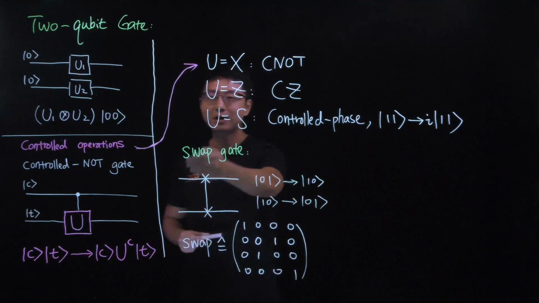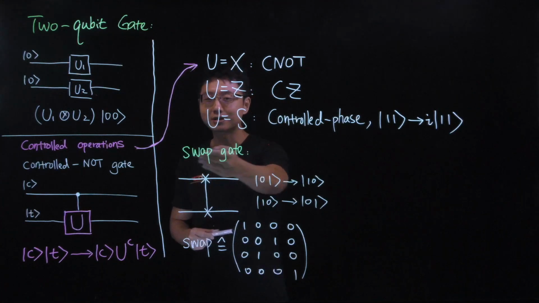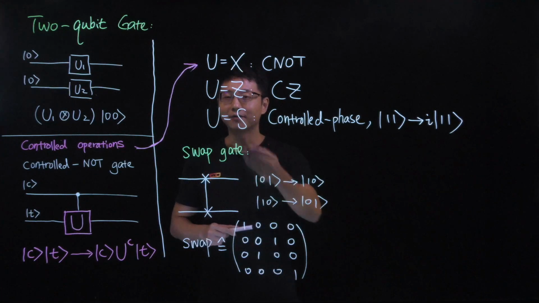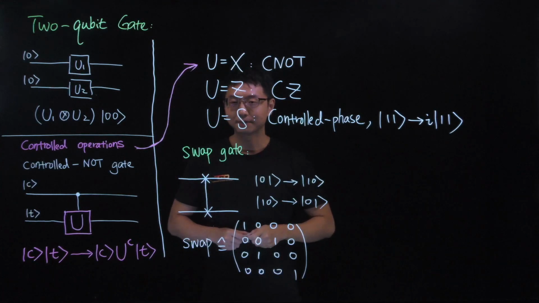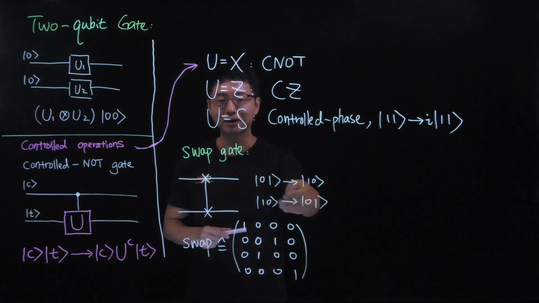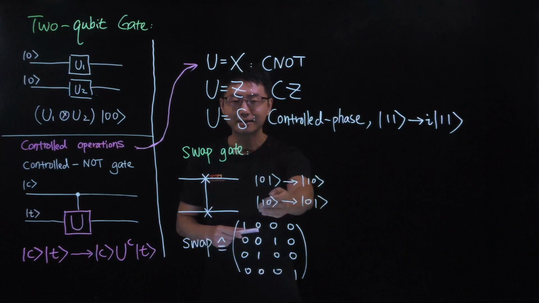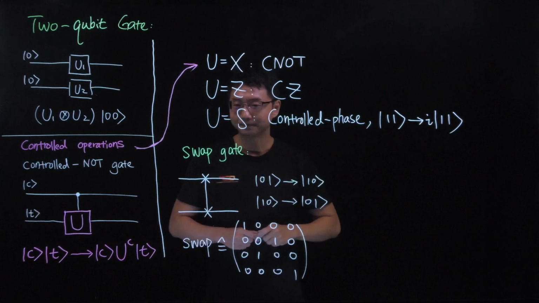Finally, to conclude the study of 2-qubit gates, there is one more non-trivial gate called the swap gate, which swaps the state of the first qubit with the second qubit. So if the state is |00>, nothing happens. If the state is |11>, also nothing happens. However, the state |01> is swapped to |10>, and the state |10> is swapped to |01>.